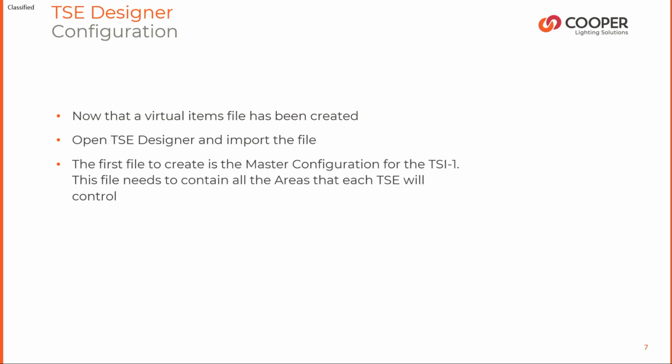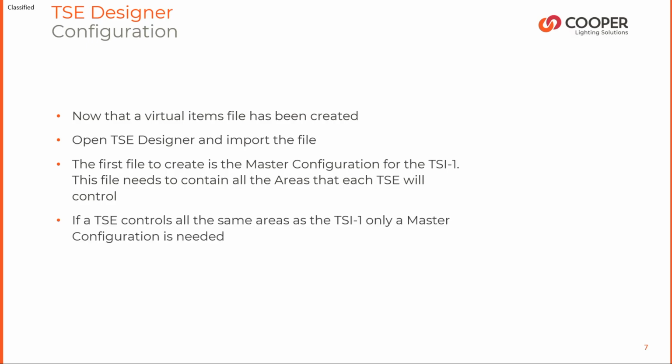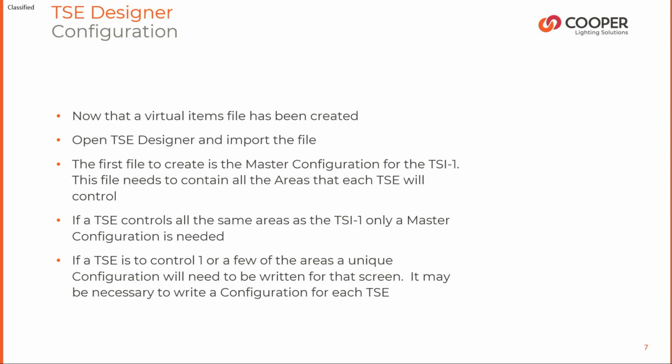First, we'll create a master configuration for the TSI1. This file needs to contain all the areas that each TSE will control. If a TSE controls all the same areas as the TSI1, only a master configuration is needed. If a TSE is to control one or a few of the areas, a unique configuration will need to be written for that screen. It may be necessary to write a configuration for each TSE.